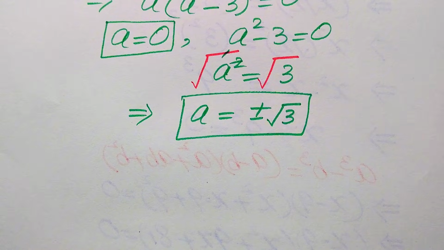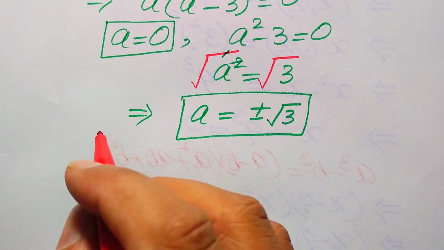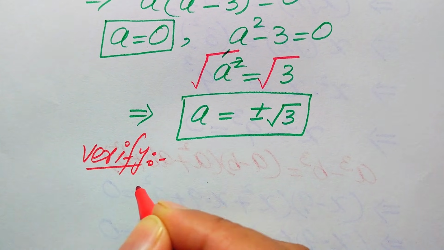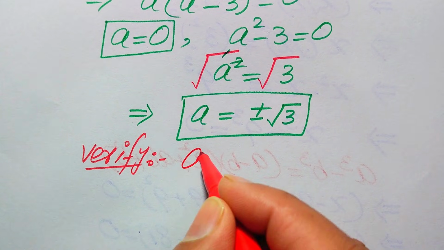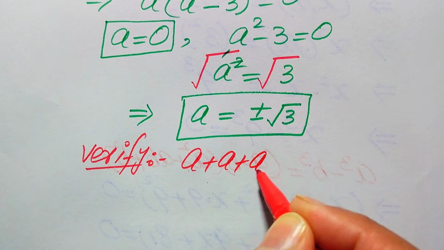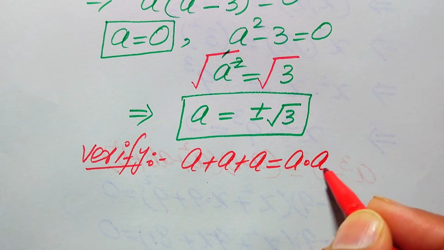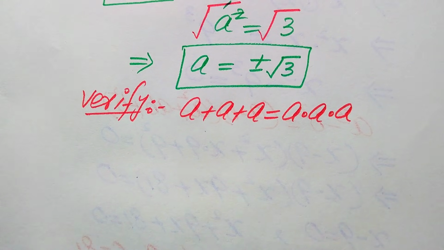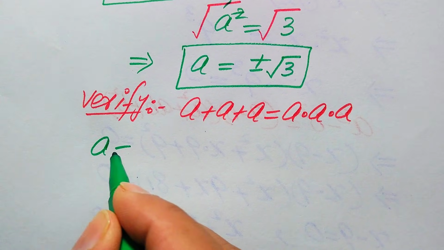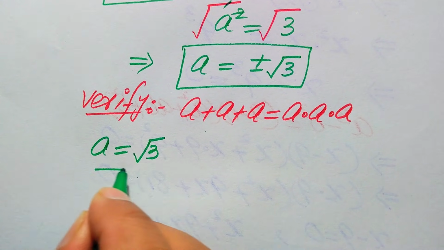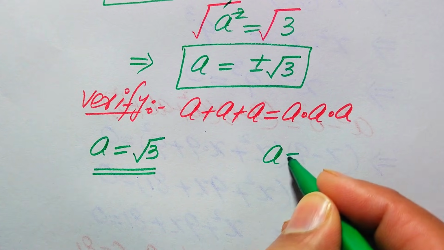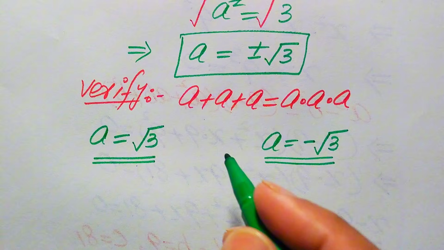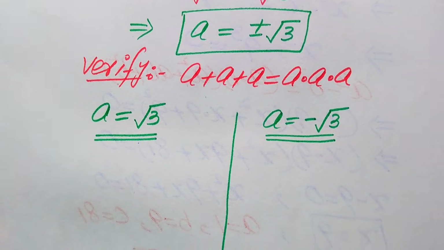But now in the next step we need to verify which of the roots are solutions and which of the roots are extraneous roots. So for verification of these roots we need to copy down the given question statement here, and our given question statement is a plus a plus a equals a multiplied by a multiplied by a. So first we verify these two values of a, and on this side we verify a equals square root of 3, and on this side we verify a equals minus square root of 3. So first we focus on a equals plus square root of 3.